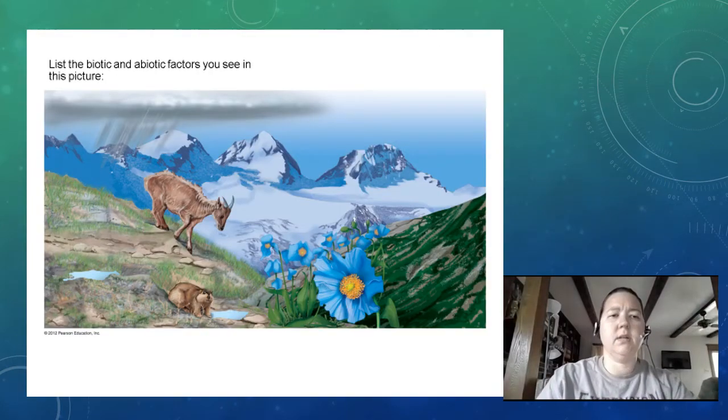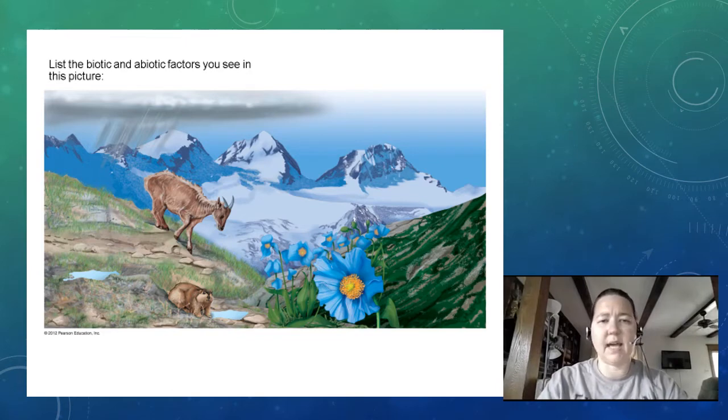In your notebook or your computer, wherever you happen to be taking notes right now, I want you to take a look at this picture, and I want you to list all of the different biotic or abiotic factors that you see in this picture. Okay, I'm going to give you a minute. It shouldn't take you that long, so I'm going to give you a minute to do that.